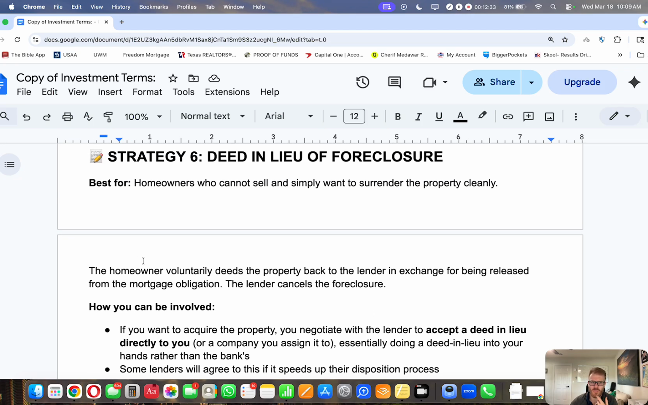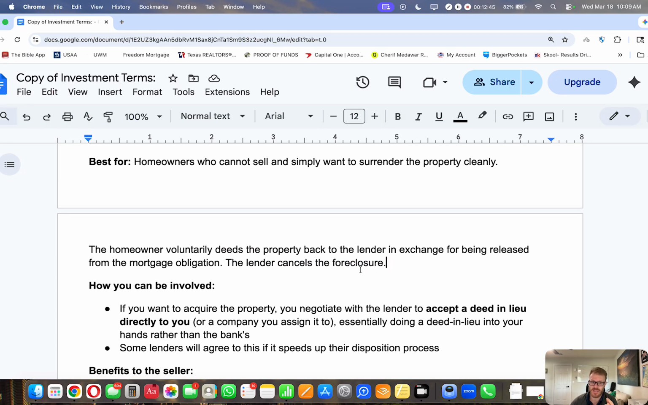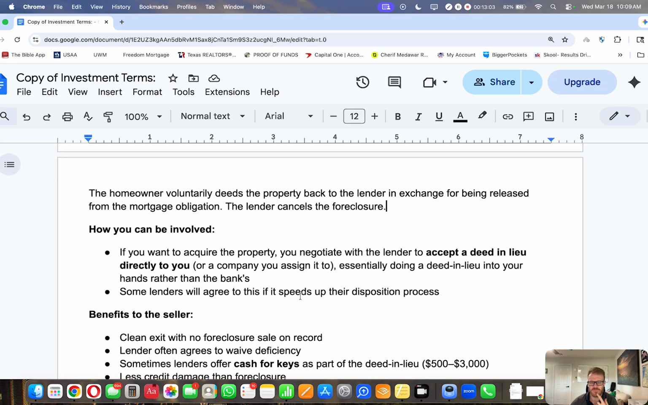So the homeowner voluntarily deeds the property back to the lender in exchange for being released from the mortgage obligation, and the lender will cancel the foreclosure. This is better than a foreclosure, but this still negatively affects the credit. So we can help by negotiating with the lender to accept the deed in lieu directly to us, or a company we assign it to, essentially doing a deed in lieu into my hands rather than the bank's. Some lenders will agree to this if it speeds up their process.